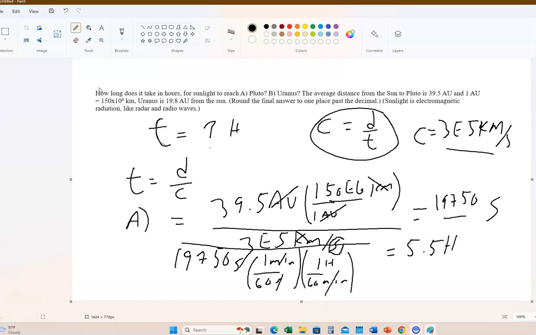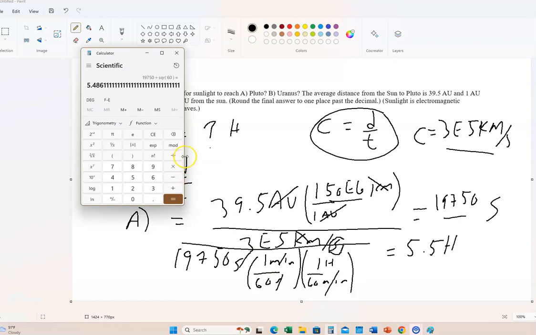All right, and we'll quickly do the one for B as well. It's exactly the same thing, but now we have 19.8 astronomical units. All right, so here we'll set this problem up again. I'll just try to do it all on the calculator. It's exactly the same as this. Instead of the 13.5, it's going to be 19.8. All right, so there we go. And of course, it's going to take less time. It's 5.5 hours to get to Pluto.